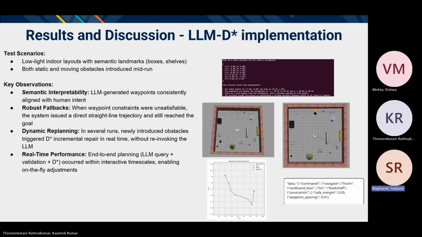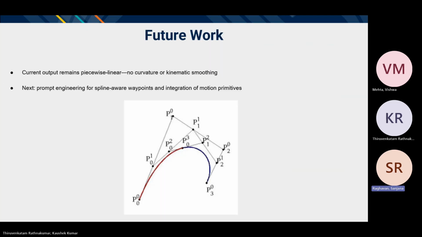Looking ahead, our next step is to refine the prompt so that the LLM can output curved or spline-based trajectories, and to also include motion primitives that better respect the robot's kinematic limits.